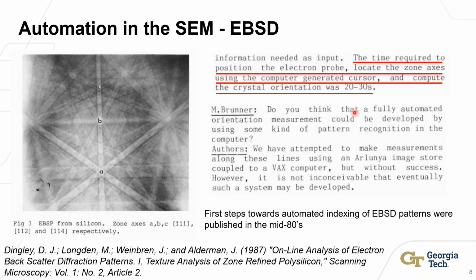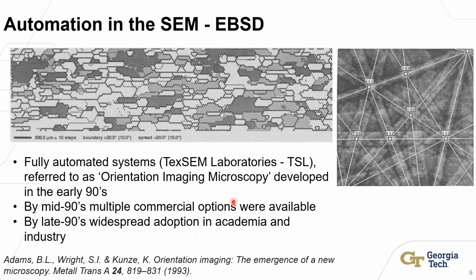Now, a fun thing with these old papers is, I guess it's not that old, but mid-80s, they often put reviewer comments at the end of the paper itself. So if you look in this David Dingley paper, one of the reviewer comments was, do you envision a time when we can actually automate all this, right? Do you envision a time where you could use pattern recognition and actually automatically extract out the orientation state? The author said, we tried, it's looking promising, but we're not there yet. By the early 90s, though, this all changed.